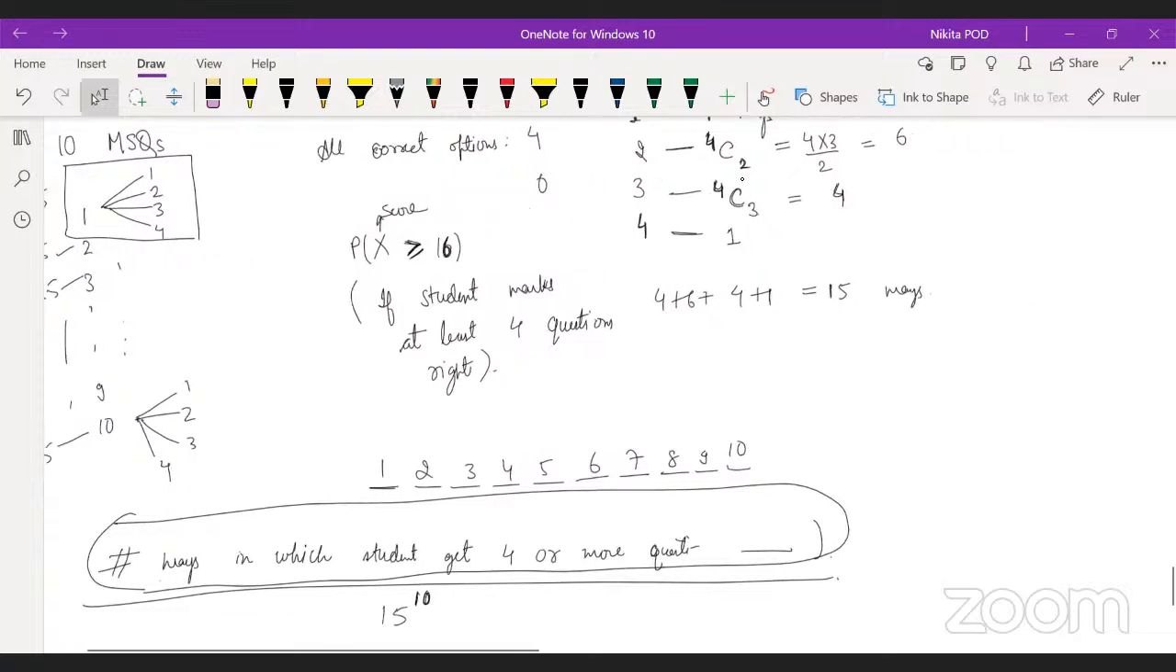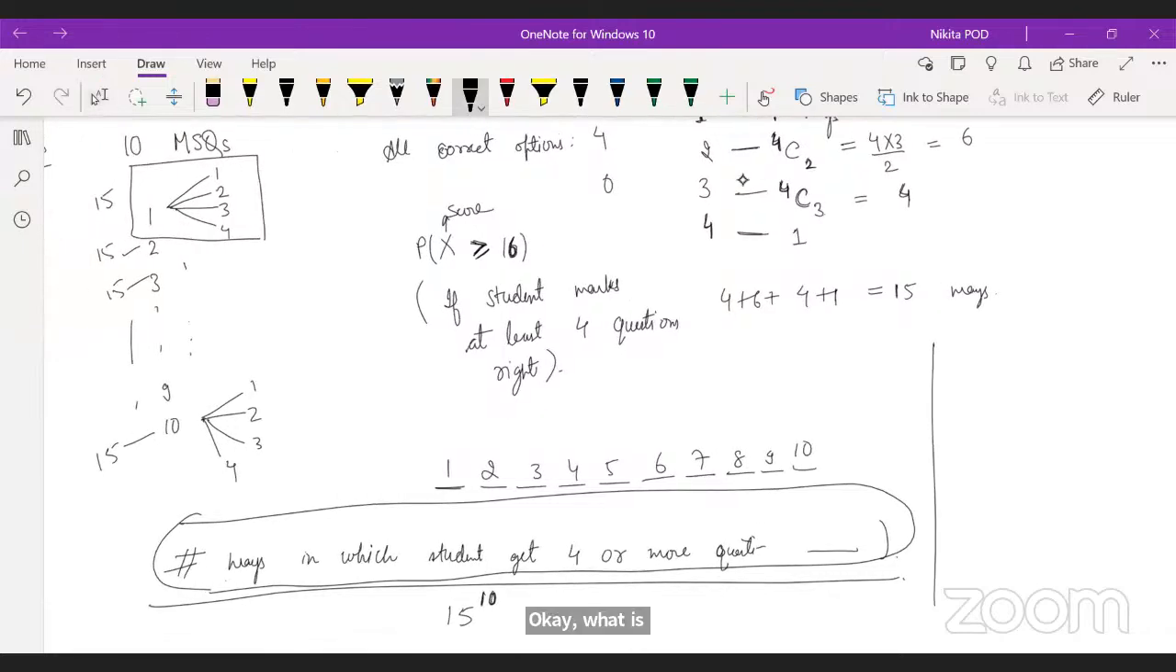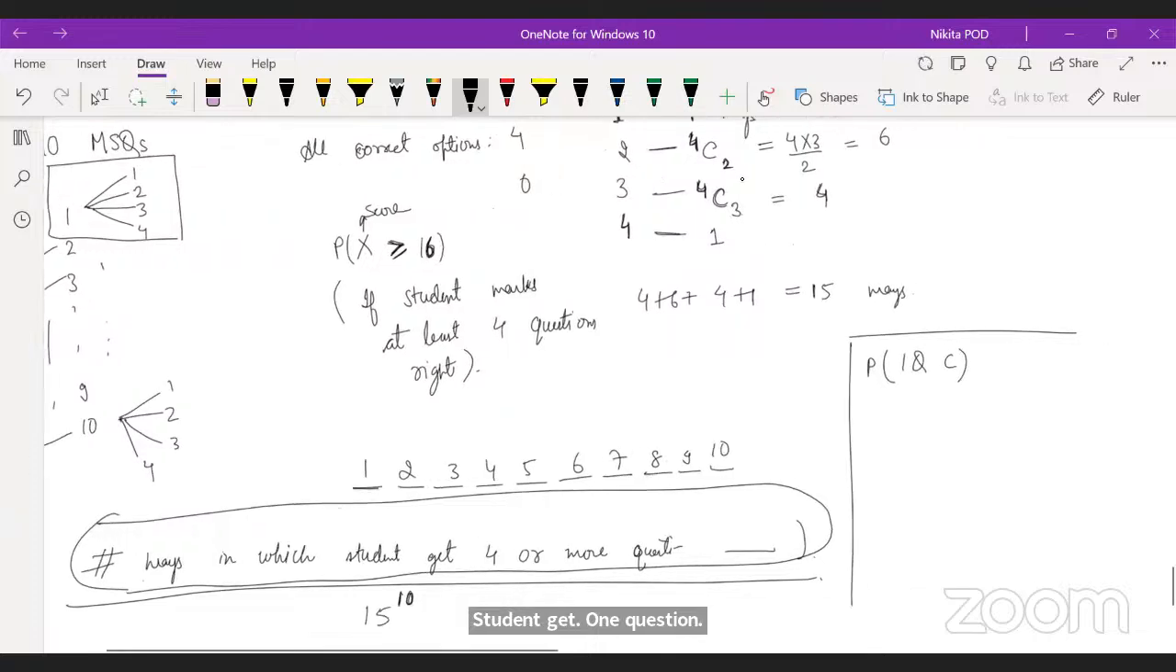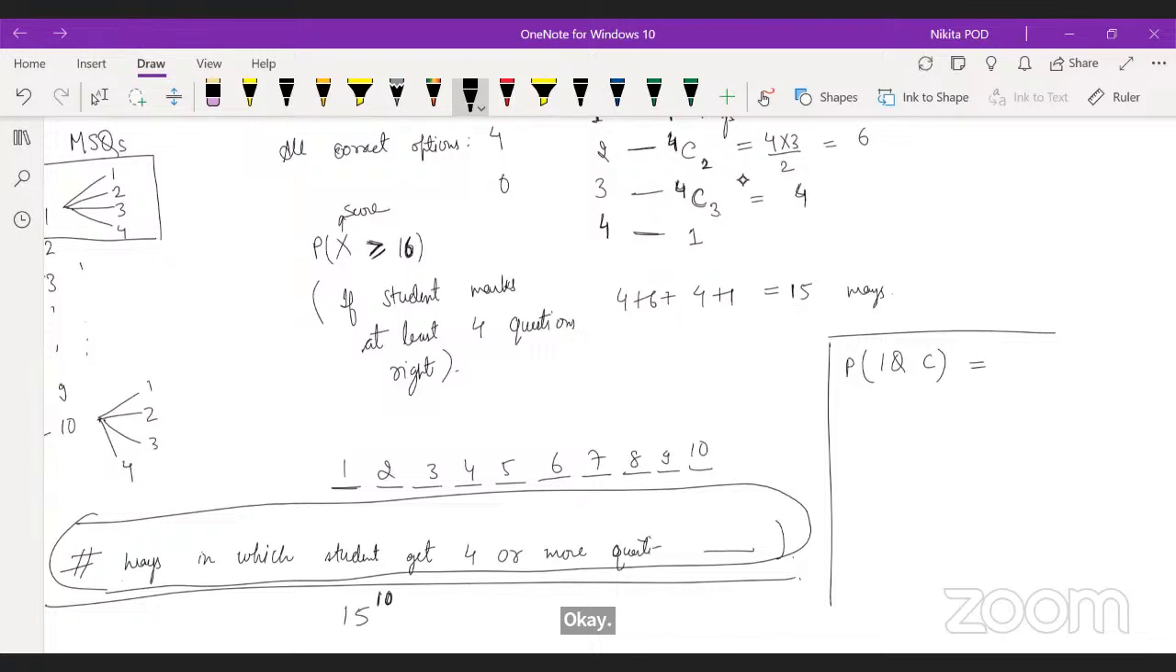What is the probability that a student gets one question correct? One question correct means first of all, the student should choose one question out of 10. So 1 by 10.